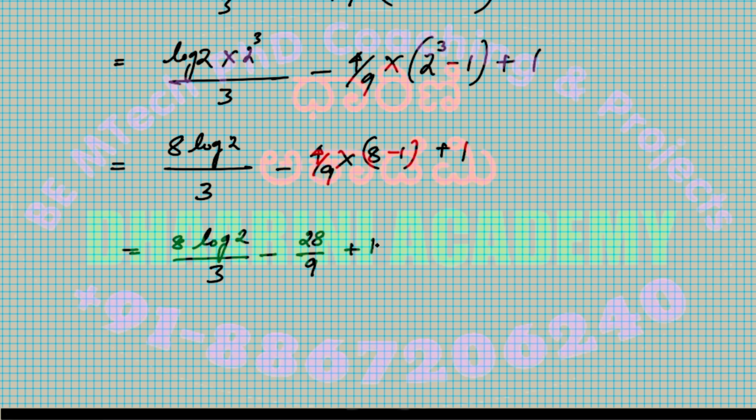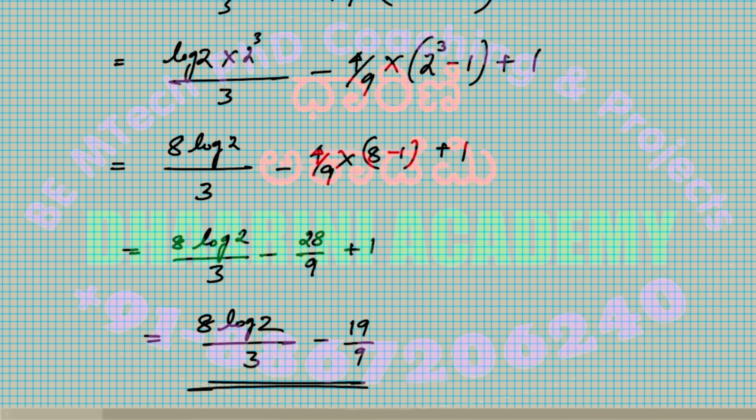Okay, so this is, I can write 9 minus 28 plus 9 is minus 19, minus 19 by 9. So that should be the last answer. So 8 log 2 by 3 minus 19 by 9. Maybe we can use a calculator to simplify and get an answer. Yeah, that's fine. I think we can do it.